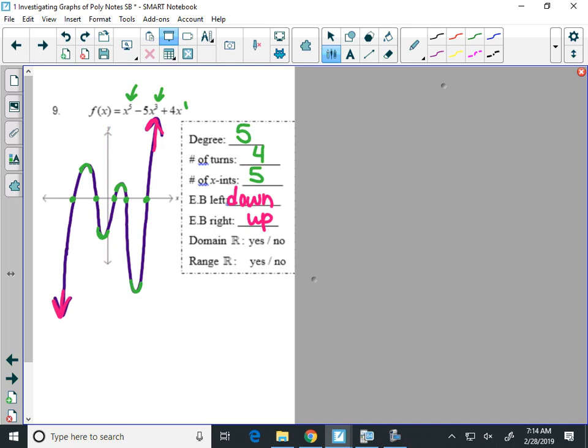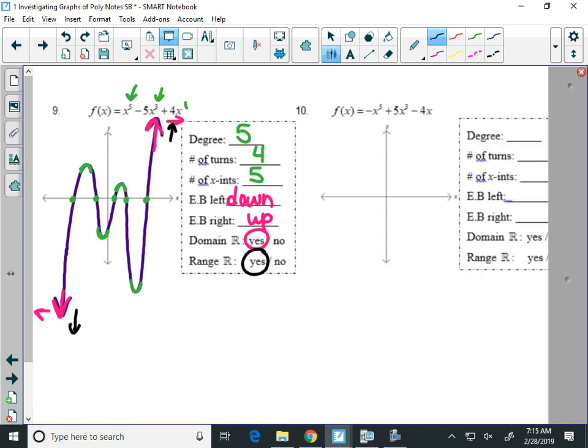Now my domain, x's, just like every other graph, it goes out to the left and to the right forever. So this domain is all real numbers. My range, my arrow is pointing down, and I have an arrow pointing up. So the range is also all real numbers.